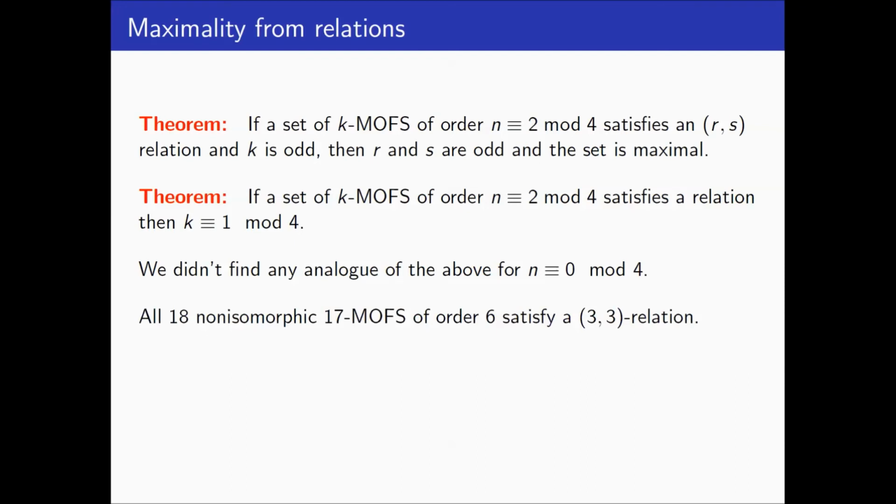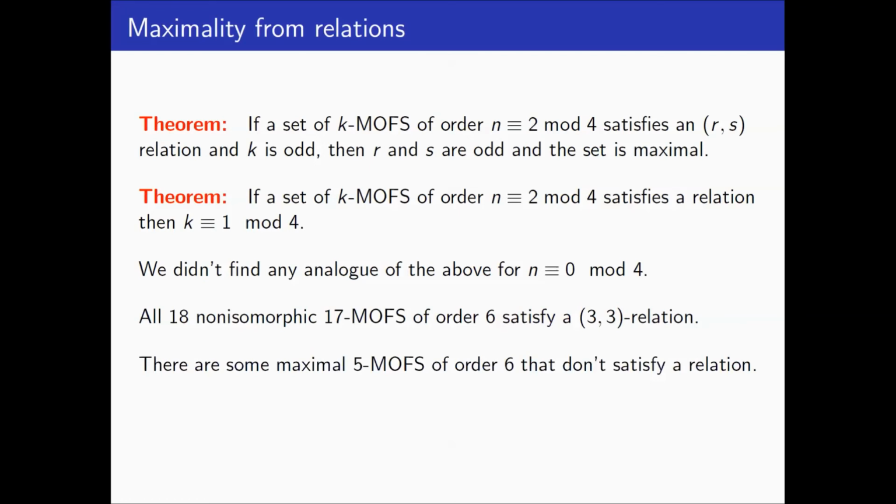All of the largest sets for order 6 satisfy a 3-3 relation. So there are 18 non-isomorphic ways to get 17 MOFs of order 6. They all satisfy a 3-3 relation. So it sort of looks like maximality is all about relations, but unfortunately there are some maximal sets at the other end. There are some 5 MOFs that don't satisfy a relation, although they're very rare. Almost all of the sets do satisfy a relation, and so are necessarily maximal because of the top. But sometimes you get something else, like the identity matrix as your Z2 sum, which doesn't fit the theorem.